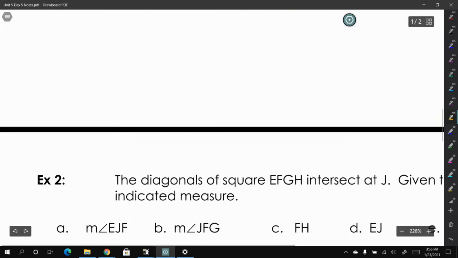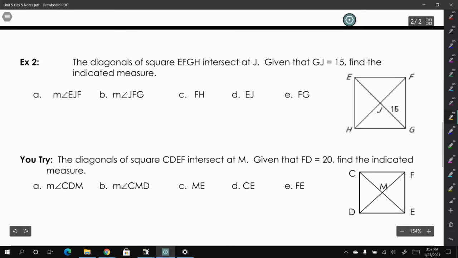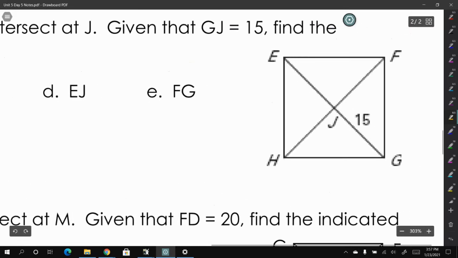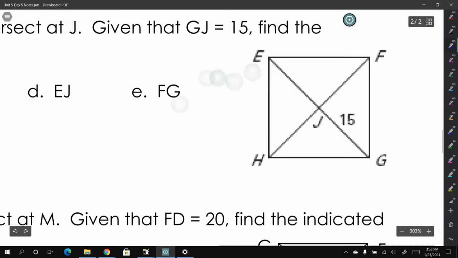All right, let's go to the next page. We have the diagonals of square EFGH intersect at J. Given that GJ is 15, find the indicated measures. So we have 5 things we're asked to find. Since we know that this is a square, we know that all the angles here at the diagonals are 90 degrees. We also know that all of these smaller angles created by the diagonals are 45 degrees. And I'm not going to write all of them here. I'm just going to write some of them so that we get the idea.